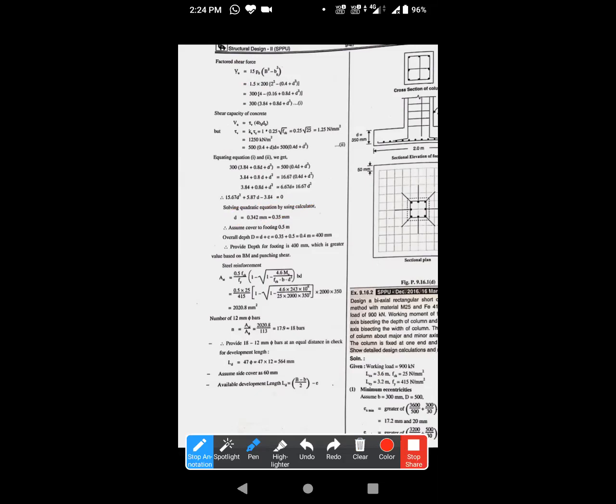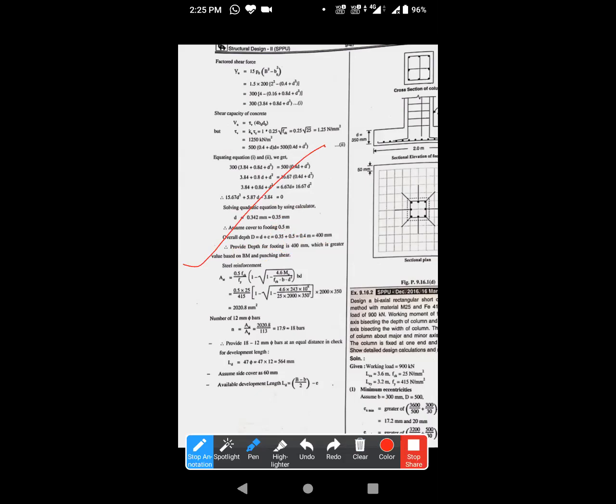For the footing, as you know, you have to assume the cover. It should be more than the cover you have given to the other structural members. Assume the cover to the footing is 0.5 meter. Therefore the overall depth is 400 mm. Now you have to provide the depth of footing as 400 mm, which is the greater value based on bending moment and punching shear.